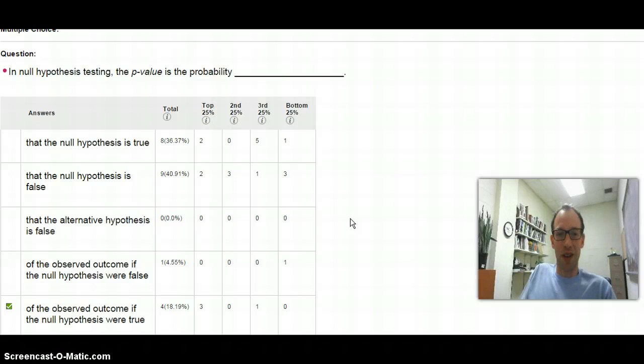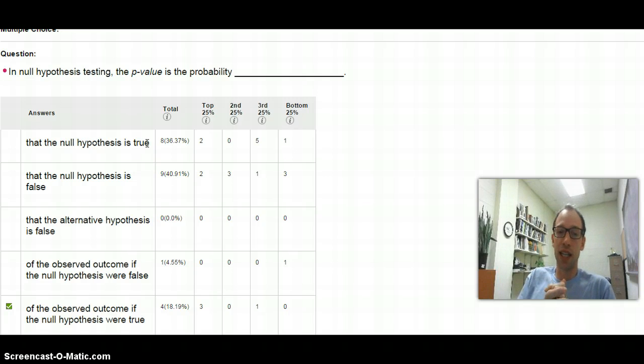Okay, p-value. So this is something I think a lot of people hated after taking this test, but at the same time, it's very, very important. So p-value is the probability of the observed outcome if the null hypothesis were true. Now, why? Let's just take a look at the most popular answers. Probability that the null hypothesis is true. We never know with what probability the null hypothesis is true.